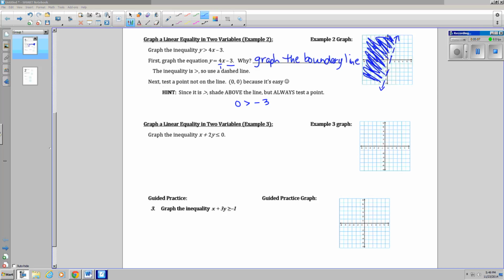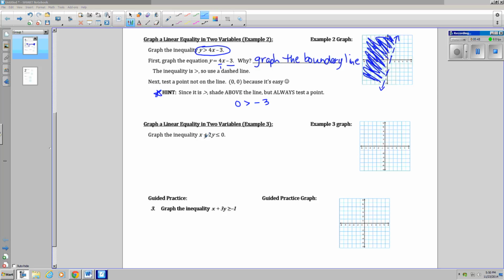Now, there is a hint. If it's in slope-intercept form, like this, and it's y is greater than, then you pick all the values where y is above that line. If it's less than, it would be all the y values below that line. No matter which way it's going, it's either above the line or below the line, if it's in the form y is greater than or less than, if it's in slope-intercept form. So the shading shows that all of the points on this side of the graph are solutions to this inequality, and none of the points on this side of the graph are solutions. Okay? All right, let's look at example 3.